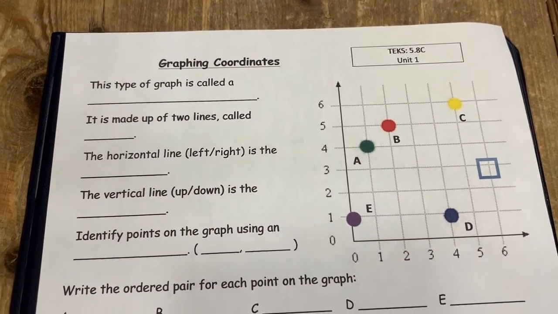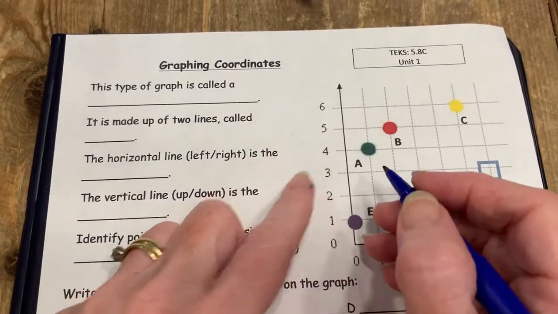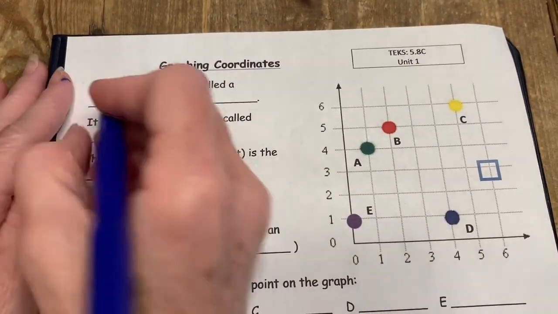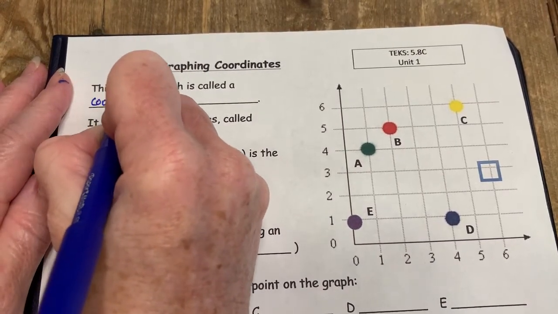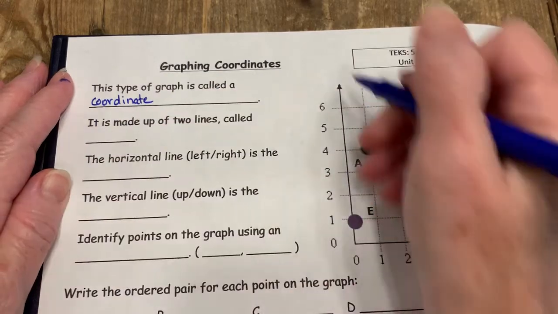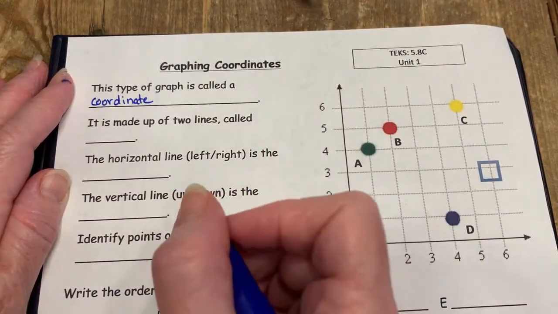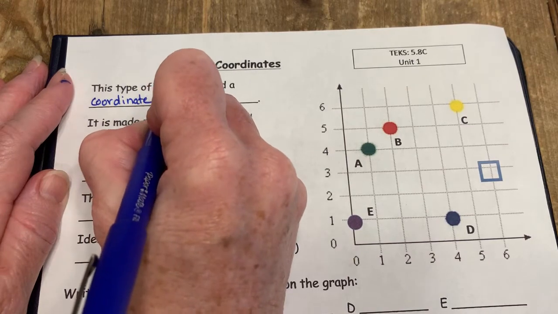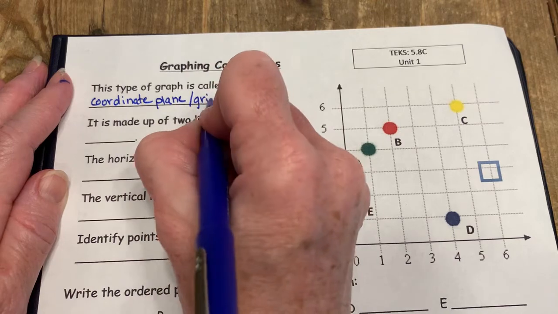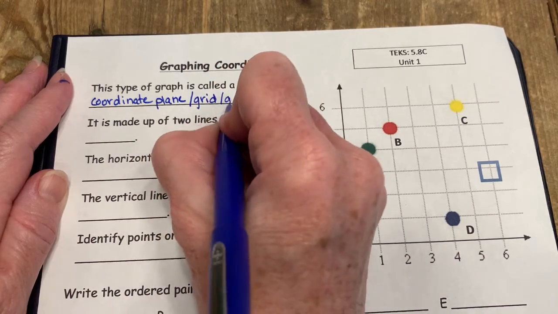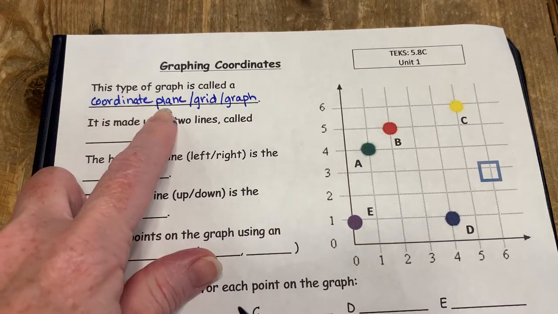We're going to be looking at how to graph coordinates. This type of graph right here, when you see this kind of graph, it has a name. It's called a coordinate plane. A plane just means it's like two-dimensional. It's made up of two directions. So you have an up and down and you have a left and right. So it could be called a coordinate plane, a coordinate grid, or a coordinate graph. All right, so you always see the word coordinate, but it could be called a plane, a grid, or a graph as well.